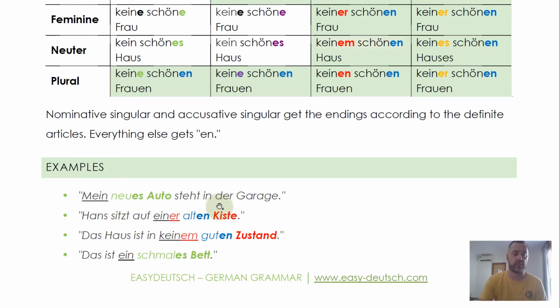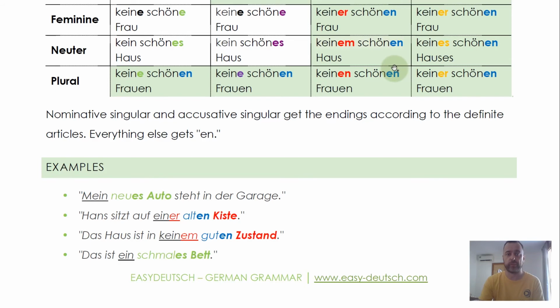Hans sitzt auf einer alten Kiste. Hans is sitting on an old box. Here it's dative case. It's again the question where, so auf with the question where requires dative. We have an ending and it's dative with an article in front, so you know en. If there's an article in front, it is en ending in combination with plural, dative, or genitive at all times.